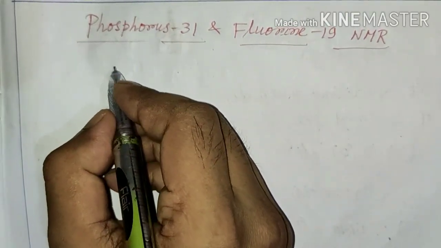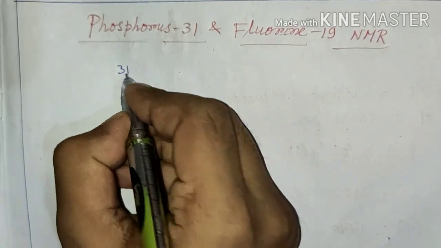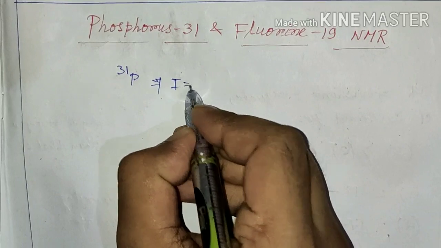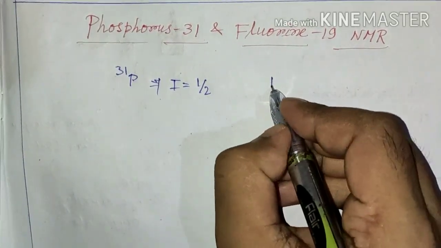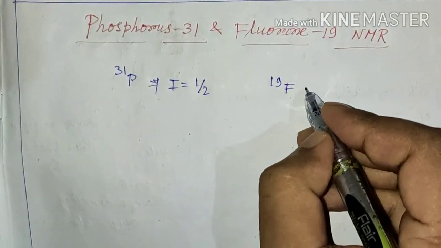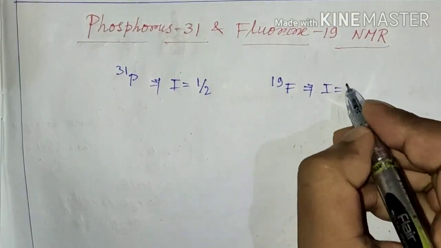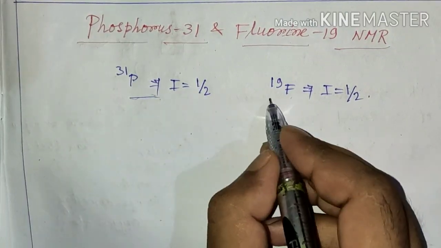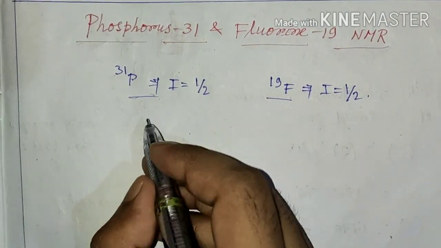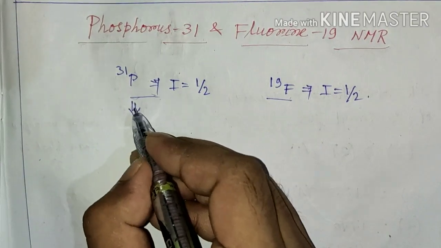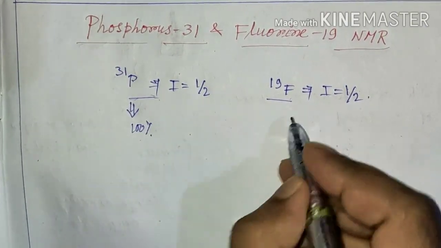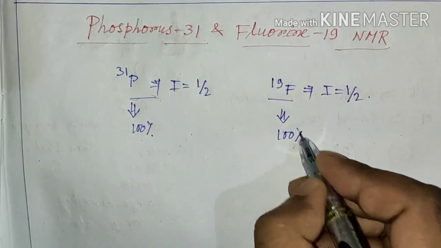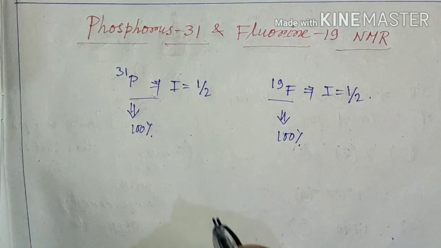Now for P31 NMR, the NMR active nucleus is phosphorus-31, for which I is equal to half, and similarly the I value for the 19F nucleus is also equal to half. That means I is not equal to 0, that is, both these nuclei are NMR active. Relative abundance for 31P is 100%, and similarly for the 19F nucleus the relative abundance of this isotope is 100%.